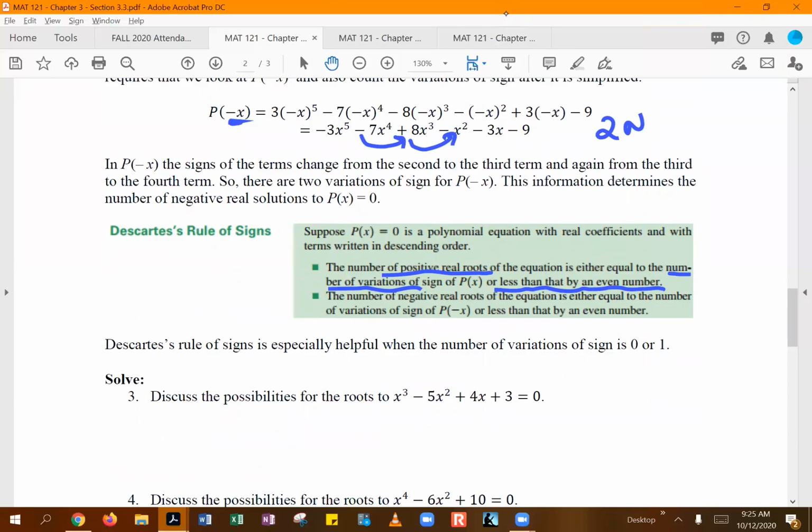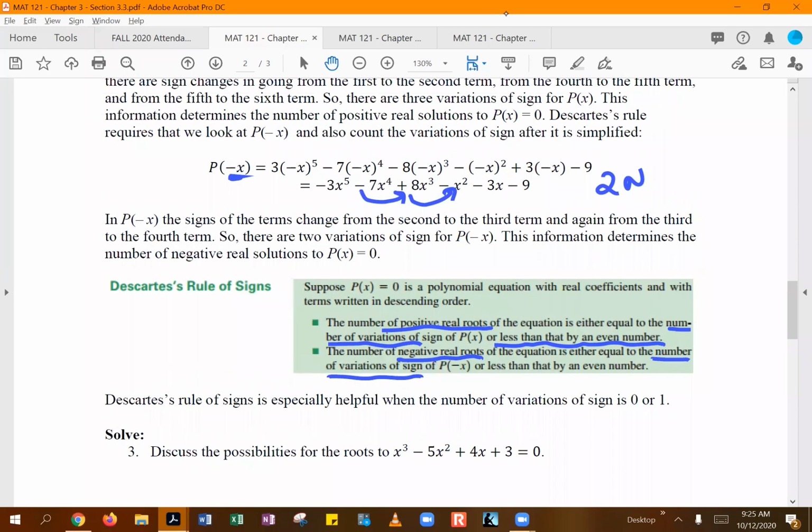The same thing happens with the negatives also. They're saying the number of negative real roots of the equation is either equal to the number of variations of the sign when you plug in the negative x. That's of course 2 negatives that we got over here because we had 2 variations in our signs. And same thing over here, this will also say or less than by an even number. So if I subtract 2 minus 2, I will get 0. So technically that means I can also have 0 negative solutions.